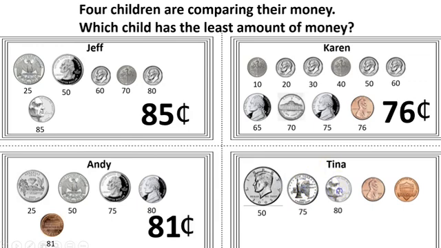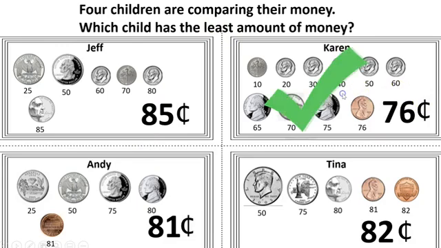Then we have a nickel. So 5 cents more is 80. And 2 pennies, 81, 82. Tina has 82 cents. Now I need to find the least amount. Looking around, it looks like Karen has the smallest or the least amount of money. So Karen is the child that has the least amount of money.